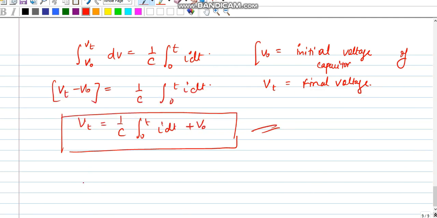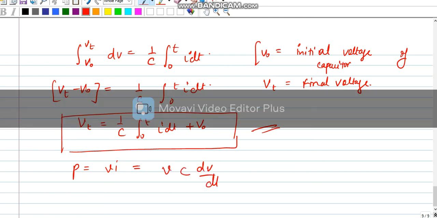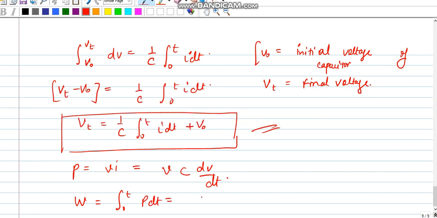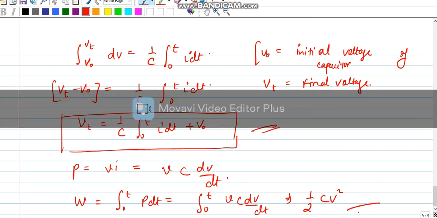Now the formula for power absorbed by the capacitor is P is equal to V into I, which gives V into C dV by dt. Then we calculate the energy: W is equal to the integral from 0 to t of P dt, or the integral of V into C dV by dt, that is equal to half into C into V square. So this was all about the power and energy of the inductor and capacitor.